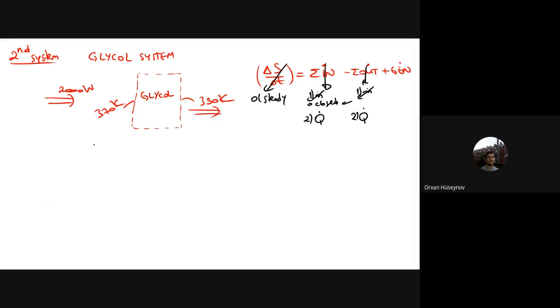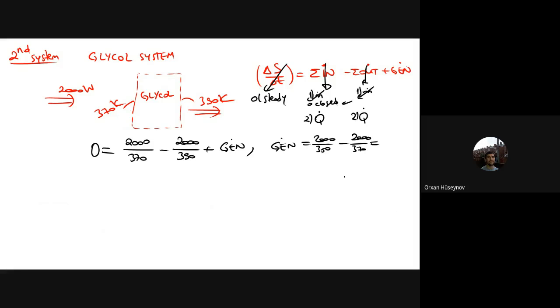So if I write it for the final step, it will be 2000 inlet divided by 370, minus 2000 divided by 350, plus the generation. And from here, the generation term will be equal to 2000 over 350 minus 2000 over 370, and you will have the result as 3.1 watts per Kelvin. This is for the second system.